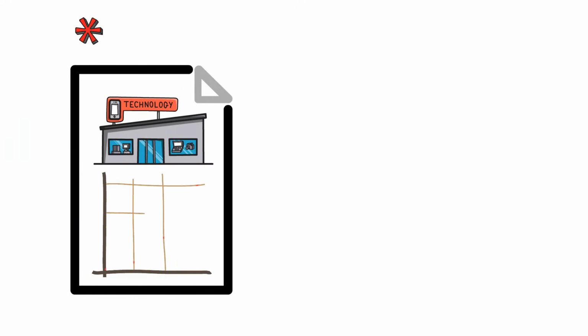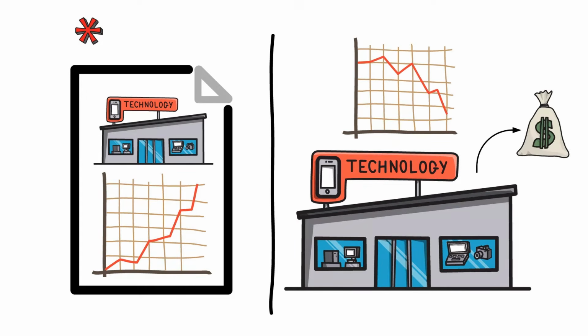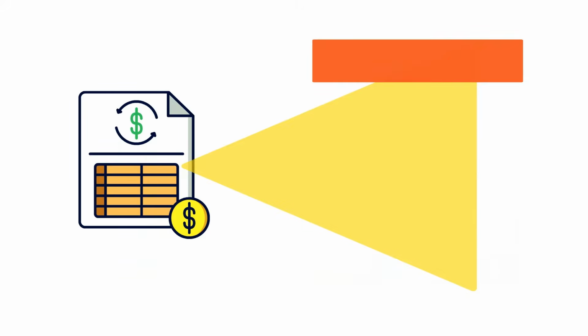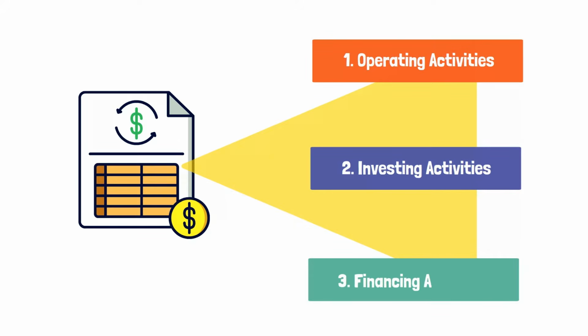This is crucial because a company can be profitable on paper but still go out of business if it runs out of cash. The statement is divided into three main sections. 1. Operating activities. 2. Investing activities. And 3. Financing activities.